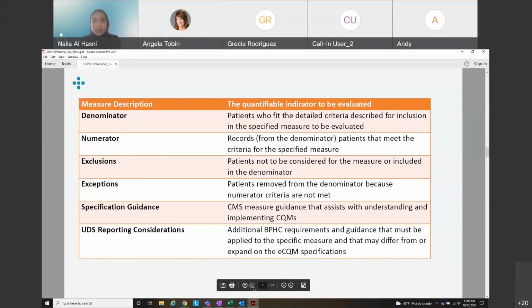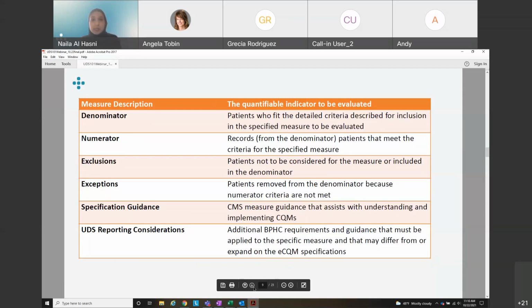And then your measure description are the quantifiable indicators that are being evaluated. The denominator, of course, is the patients who fit the detailed criteria described for inclusion in the specified measure to be evaluated. Your numerator comes from the records from the denominator, the number of patients that meet that criteria for that specified measure. Exclusions are patients not to be considered for the measure or included in the denominator. Exceptions are those patients removed from the denominator because the numerator criteria are not being met.